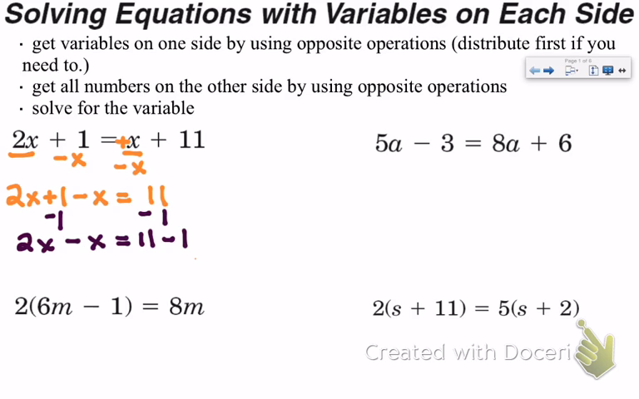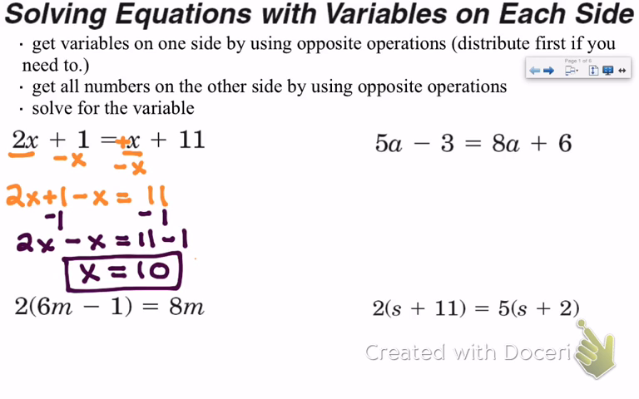Now that we have all our like terms on one side or the other, we can combine them. So 2x minus x is just 1x, and 11 minus 1 is 10. So we solved for x. We got x by itself, and we got it equal to 10.